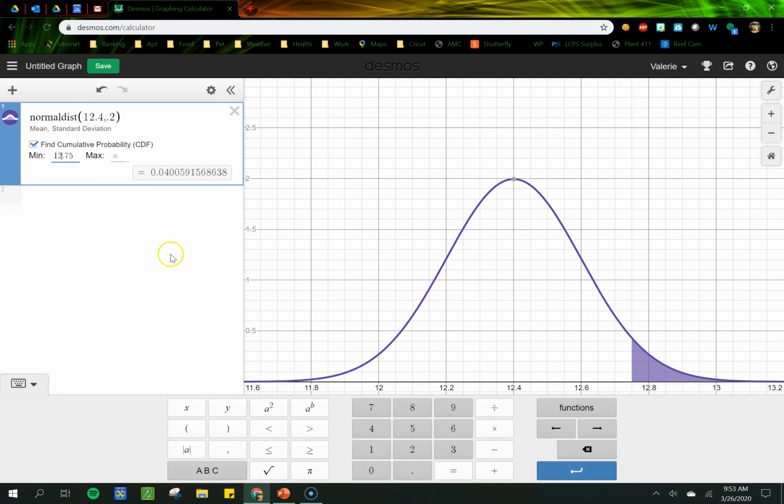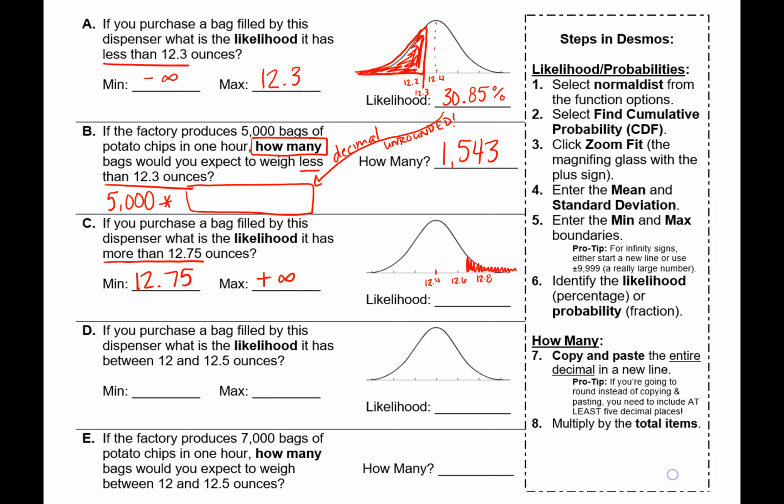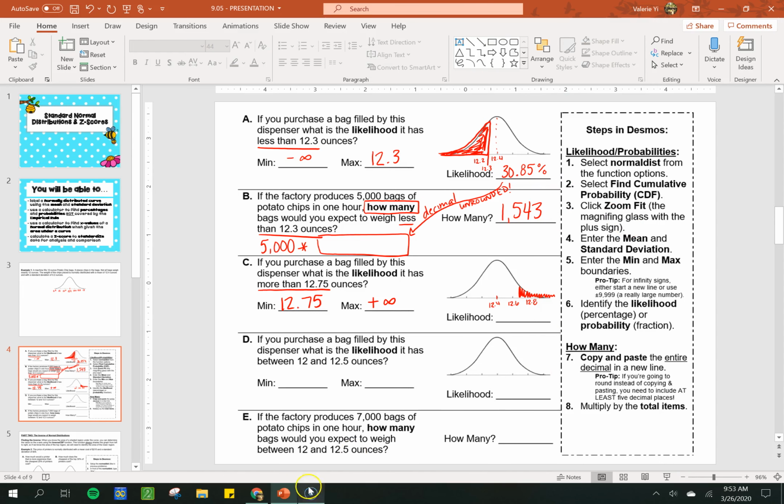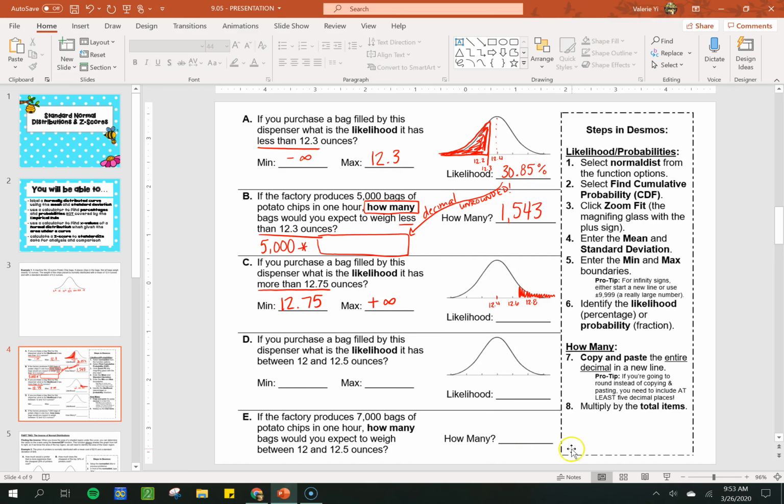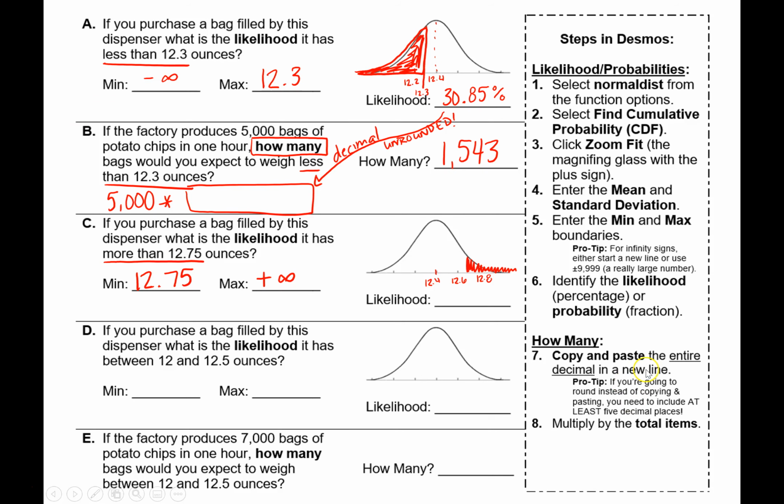So I've got my shaded region here, and it looks like 4%. If I round to 2 decimal places, it's still going to be 4.01%. So pretty close to 4% there. Oh, did I click normal CDF? Did I mess up? Nope, I did. I clicked the find cumulative. Okay, so let's write that down. That's 4.01%. I'm going to be rounding pretty much everything to 2 decimal places today.